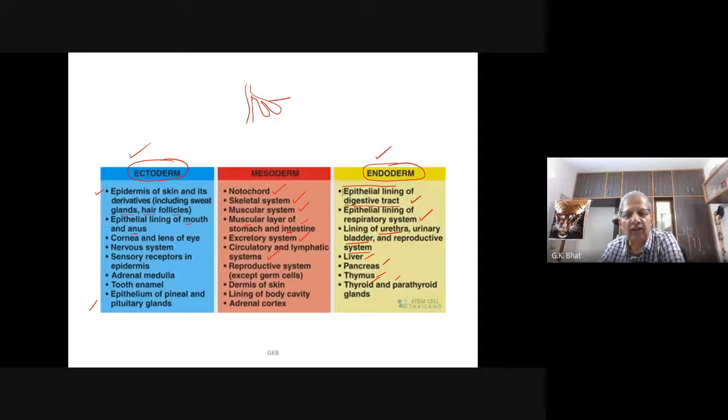Gonads, testis and ovary, mesodermal derivative. Reproductive system, dermis of the skin, mesodermal derivative. Lining of the body cavity is mesodermal derivative. Adrenal cortex is mesodermal derivative. Which are the ectodermal derivatives, which are the mesodermal derivatives, which are the endodermal derivatives is a very, very important concept for the examinations, both CET and NEET. So just remember, whatever is present in the middle portion, they are all mesodermally derived structures.